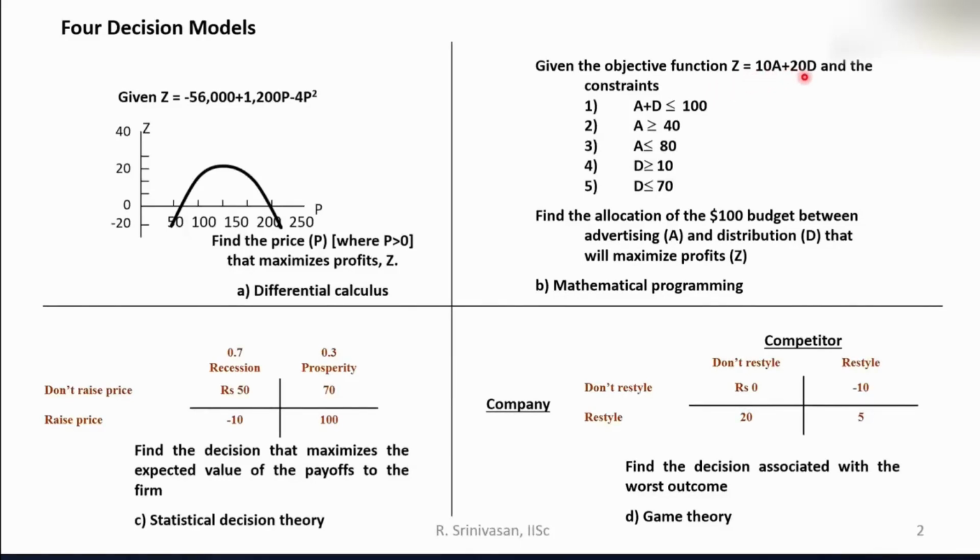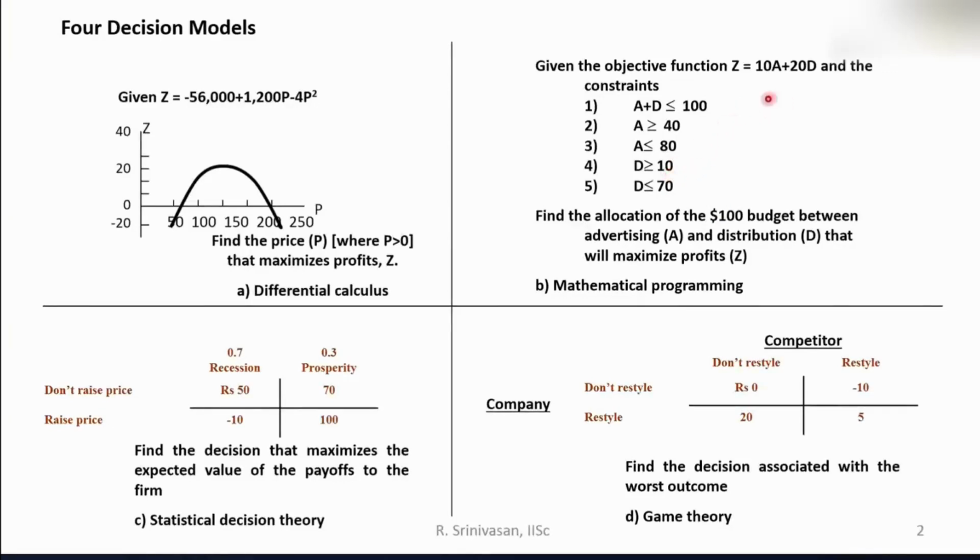Z is equal to 10a plus 20d, subject to the constraints that a plus d should always be less than or equal to 100. A should always be greater than or equal to 40. That is, the amount of dollars you are going to put on advertising should always be more than 40, but it cannot go beyond 80, that is, less than or equal to 80. Similarly, d should always be greater than or equal to 10 and less than or equal to 70 for a typical situation. Now, when you solve this, taking these types of scenarios, you can solve it very simply.